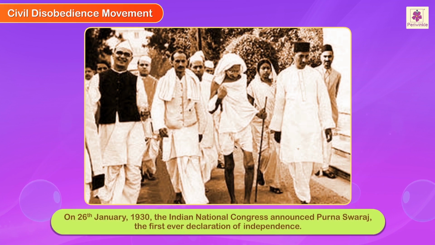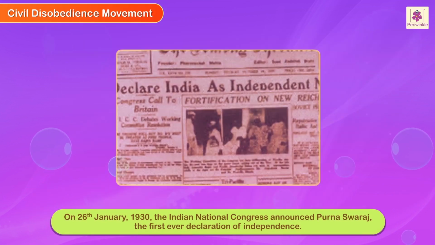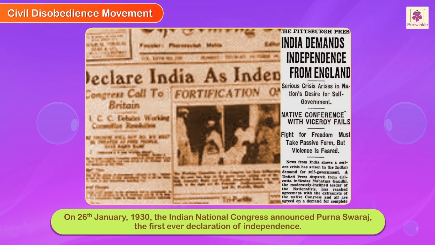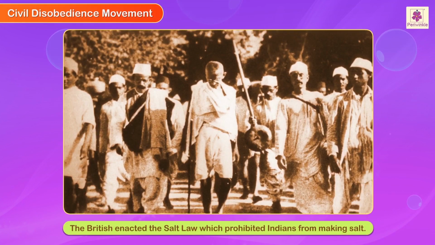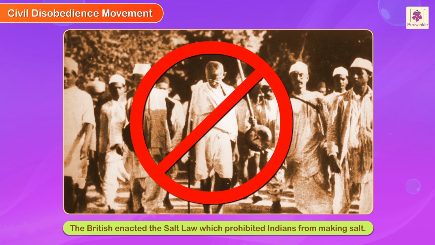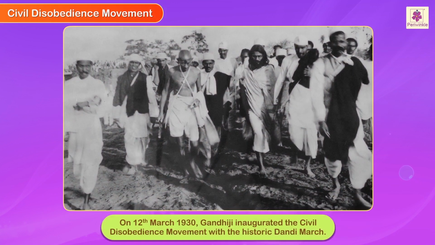On 26th January 1930, the Indian National Congress announced Poorn Swaraj, the first ever declaration of independence. The British enacted the Salt Law, which prohibited Indians from making salt. On 12th March 1930, Gandhiji inaugurated the Civil Disobedience Movement with the historic Dandi March.